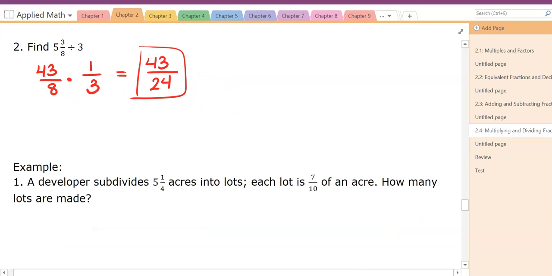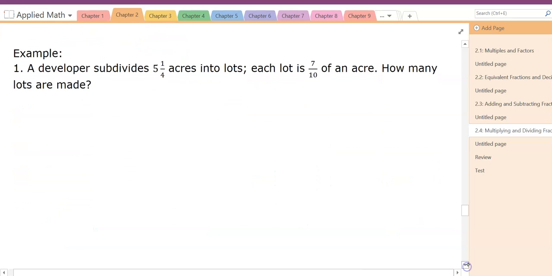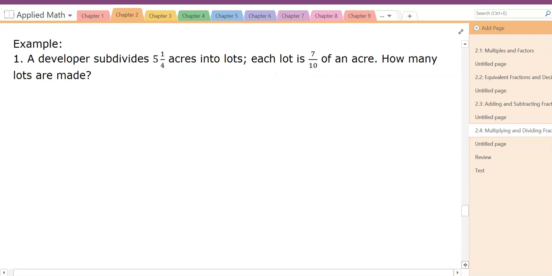All right, let's take a look at these next couple. These next ones are story problems again. So a developer subdivides 5 1/4 acres into lots, and each lot is 7/10 of an acre. How many lots are being made? So if we wanted to set this up as a problem, you're taking the entire area, which is that 5 1/4, you're dividing it into separate lots, which would be 7/10. So we're taking this divided by 7/10. That would be it written out as a problem.